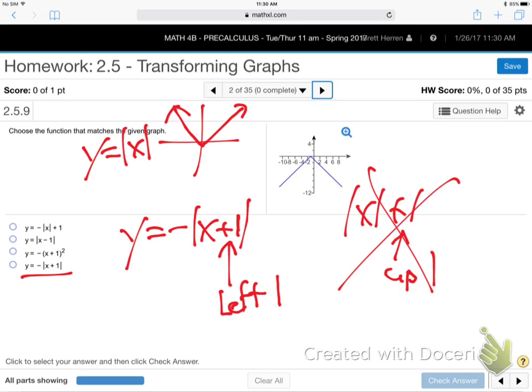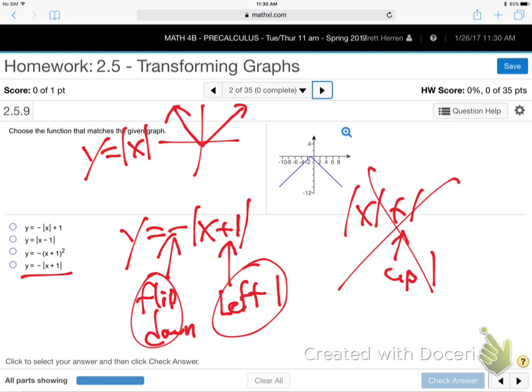That's not our case. So this is left 1, and of course this flips it down again, because that's a Y. That's outside of the absolute value brackets, so it's a Y thing. It's not an X. So the main thing is, ask yourself, is it in X's world or out of X's world? If it's in there, it's an X, a sideways thing. If it's out of X's world, it's a Y, it's an up-down kind of thing. So this is a flip down, this is a left 1, that's what we got. Is that making sense?